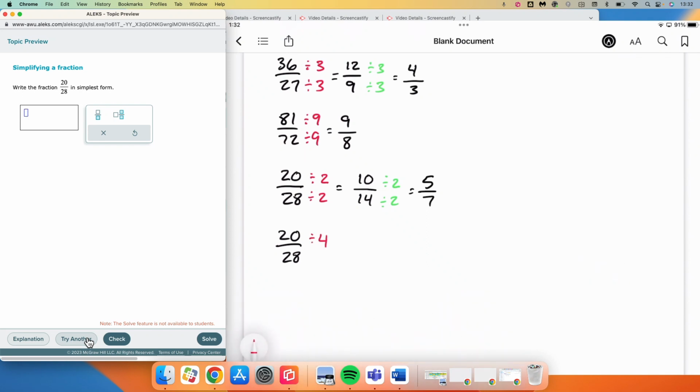Alternatively, I could have noticed that they're both divisible by 4. And I would end up with 5 over 7 straight away without having to do the division a second time.